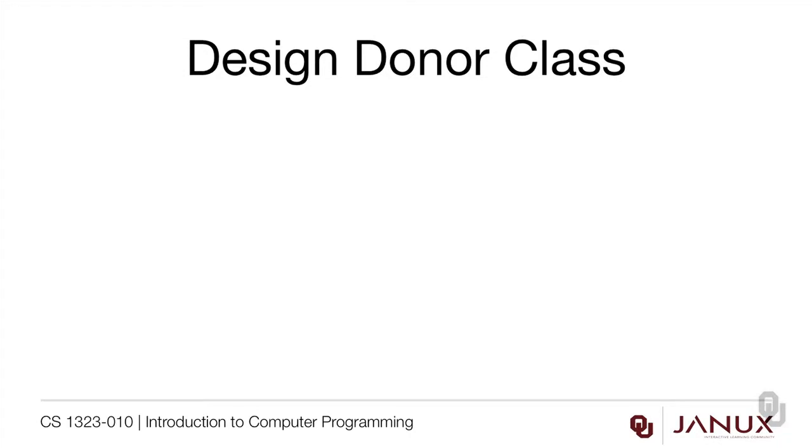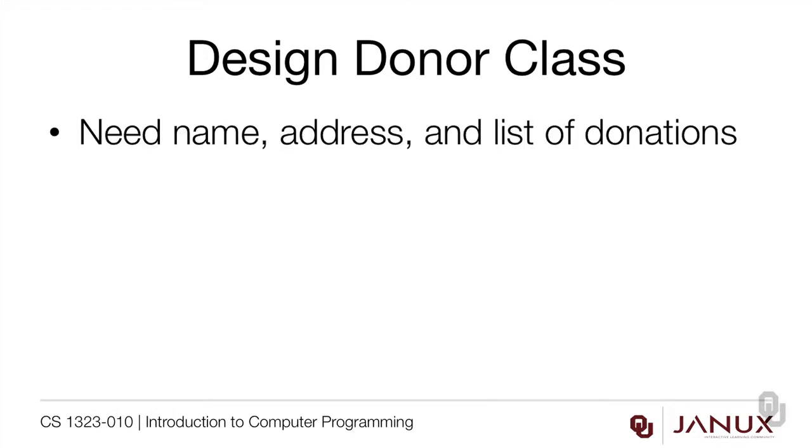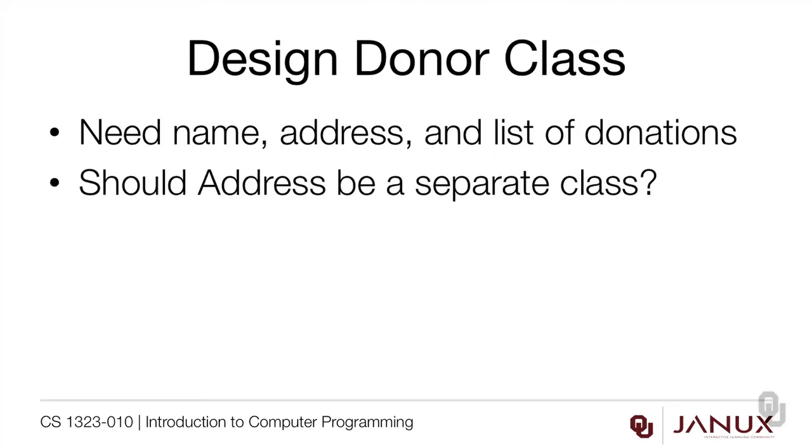So the next thing we need to do is to design the donor class. Now here we're moving from designing the classes to designing the data in the classes. Remember that I prefer to design the data first and then put the methods in later. So we need a name, we need an address, and we need a list of donations. Now, we might want to think for a minute if address should be a separate class.